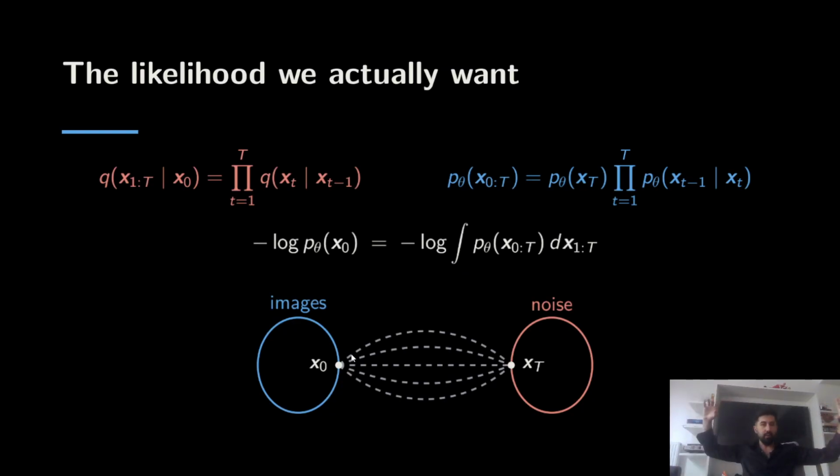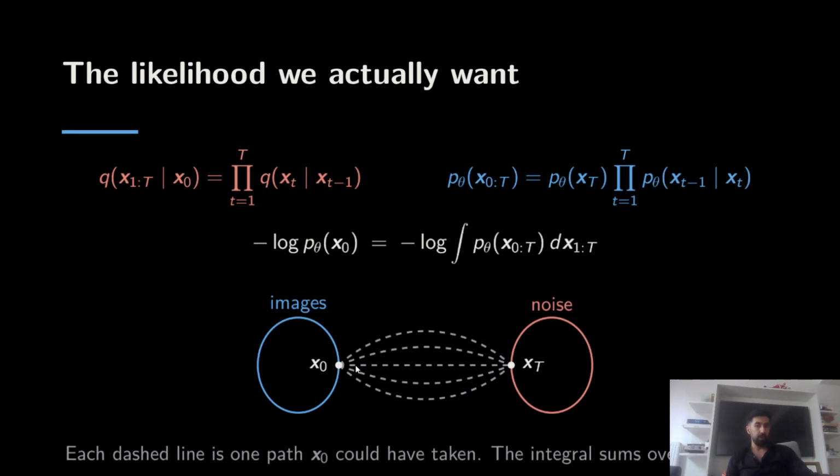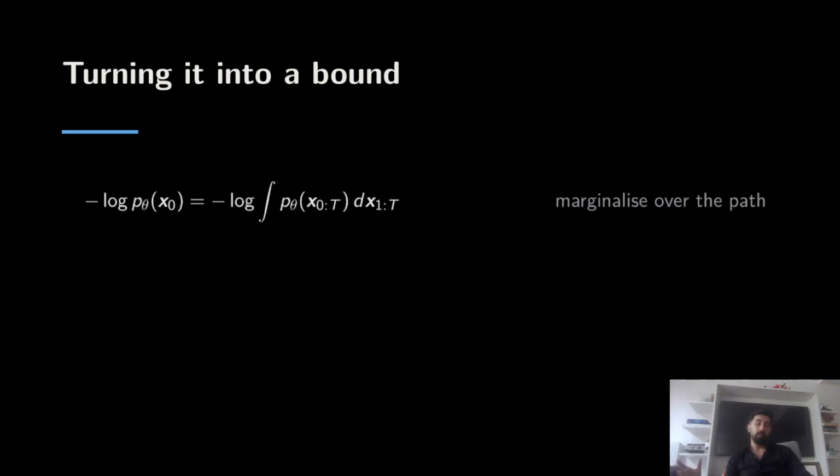So let's say I have a noise image of a cat. I have to walk every way that can take me from the noise to the image of the cat, and it's actually infinite. This is intractable, so it's not possible. Each dashed line is one path x0 could have taken. The integral sums over all of them, and we have infinite, so it's intractable. So we're gonna have to find another trick to do it.